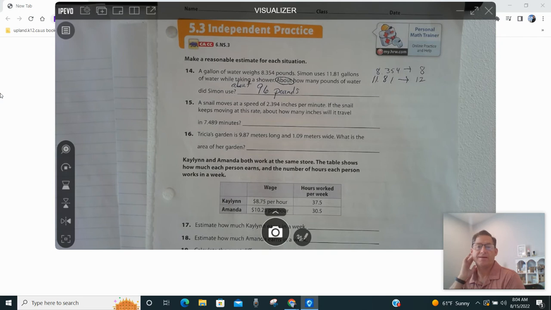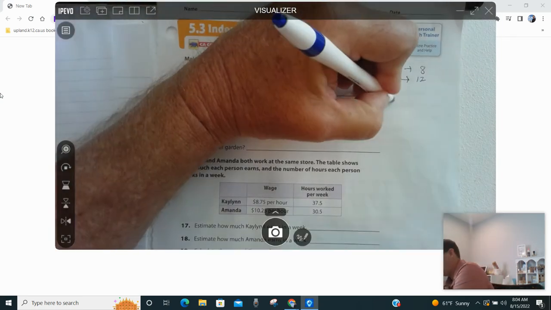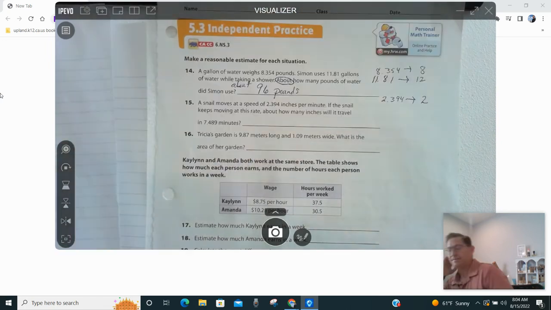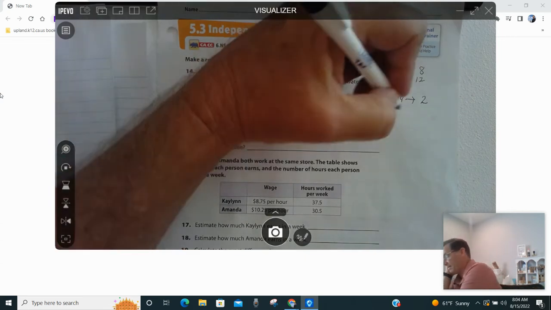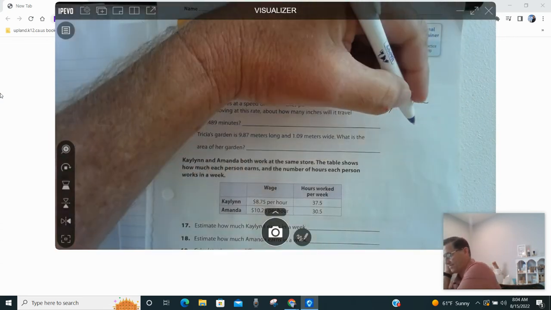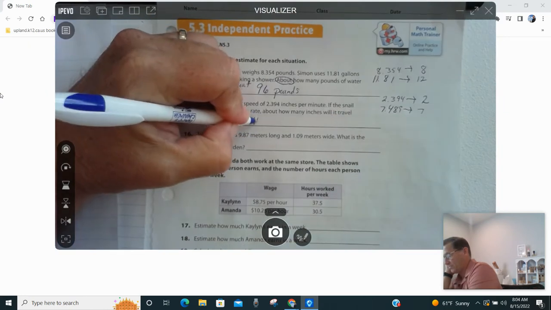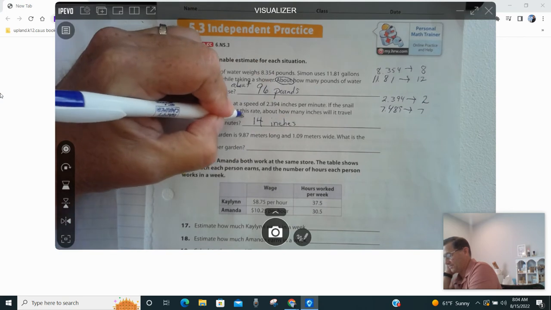If the snail keeps moving at this rate, about how many inches will it travel in 7.489 minutes? Okay. Well, 2.394 is closest to 3. 7.489 is closest to 7. So it's 2 times 7, 14 inches.